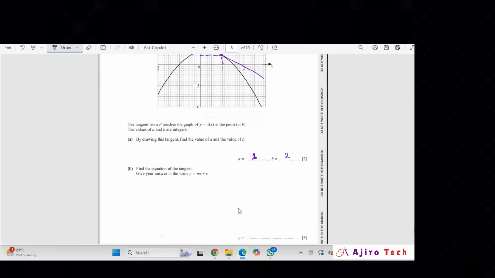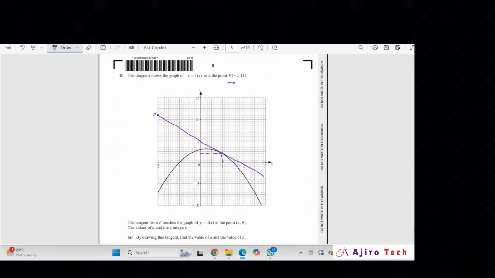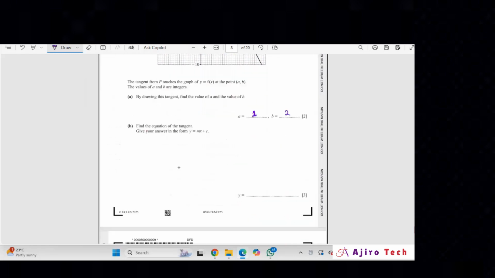Now the next question is this. We are asked to find the equation of that tangent. Now the 2 points we have, if you check very well, we're given one of the points from the question. Look at the point there, point P, which is (-2, 11). So if we have the point P (-2, 11), then we also have another one, which is the one we just got now, the point (1, 2).